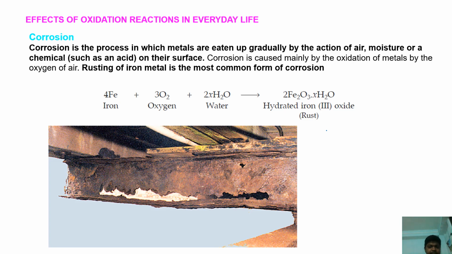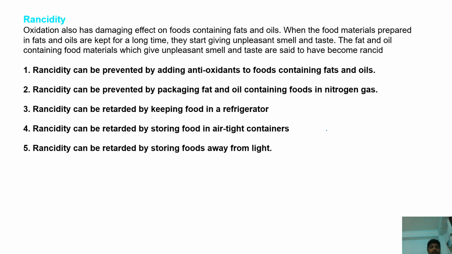Now we are proceeding. The next topic is rancidity. What is rancidity? It is also a type of oxidation of food materials which contain fats and oils. Whenever food materials are kept for a very long time, their taste and smell become unpleasant and change from their original flavor. Whenever you get that kind of smell or taste, you can say the food has become rancid, and this whole phenomenon is rancidity, right?